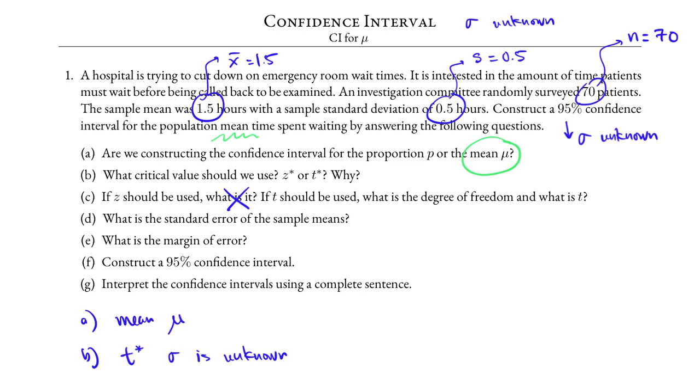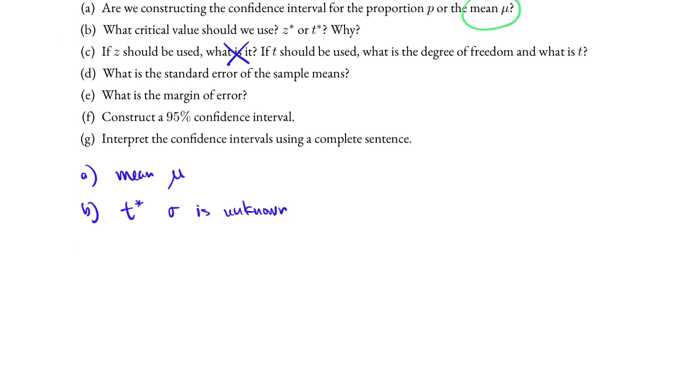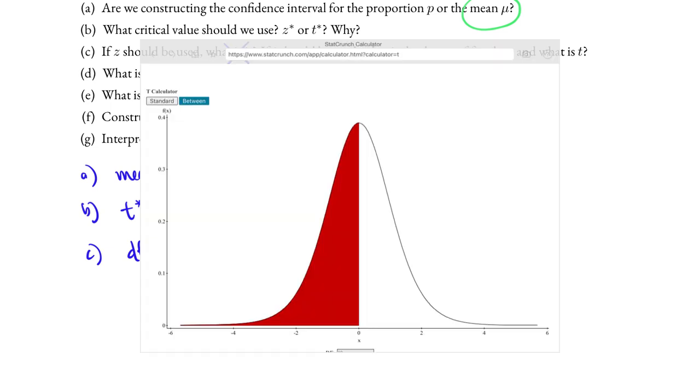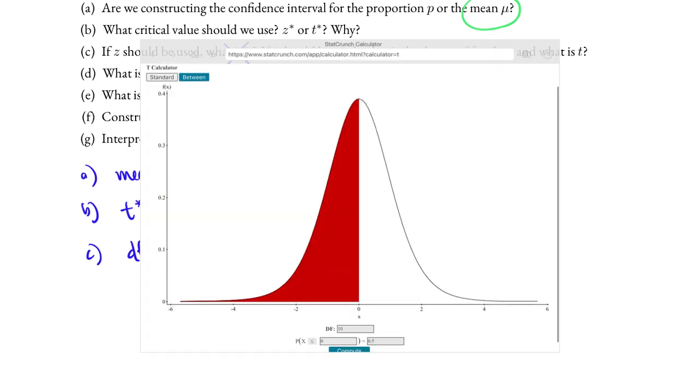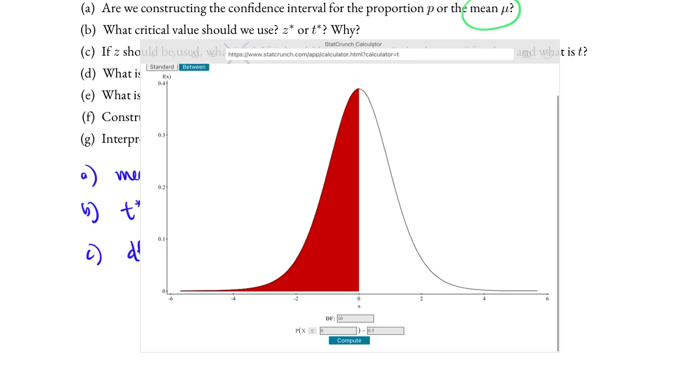If z should be used, we ignore it. And if t should be used, what is the degree of freedom and what is t? For simplicity, we will use the degree of freedom to be one less than the sample size. So the degree of freedom is 70 minus 1, or 69. And to find the critical value t, we would need to use the t table or the t calculator. In this case, we are using the free StatGrunt t calculator.